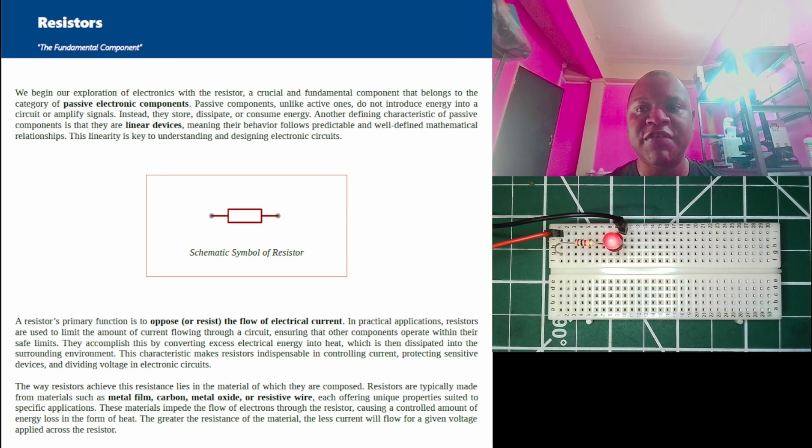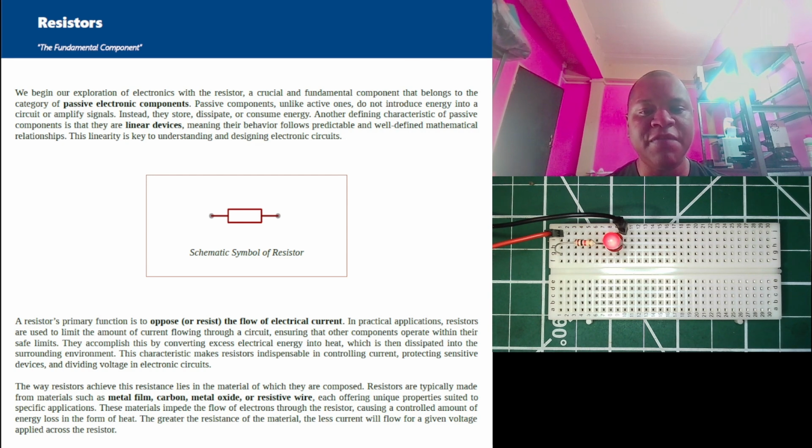Another defining characteristic of passive components is that they are linear devices, meaning the behavior follows a predictable and well-defined mathematical relationship. This linearity is key to understanding and designing electronic circuits. So we see the schematic symbol of the resistor as a box with two wires at the end of it. Sometimes you'll see a squiggly line, but this box is what we will use during this course.